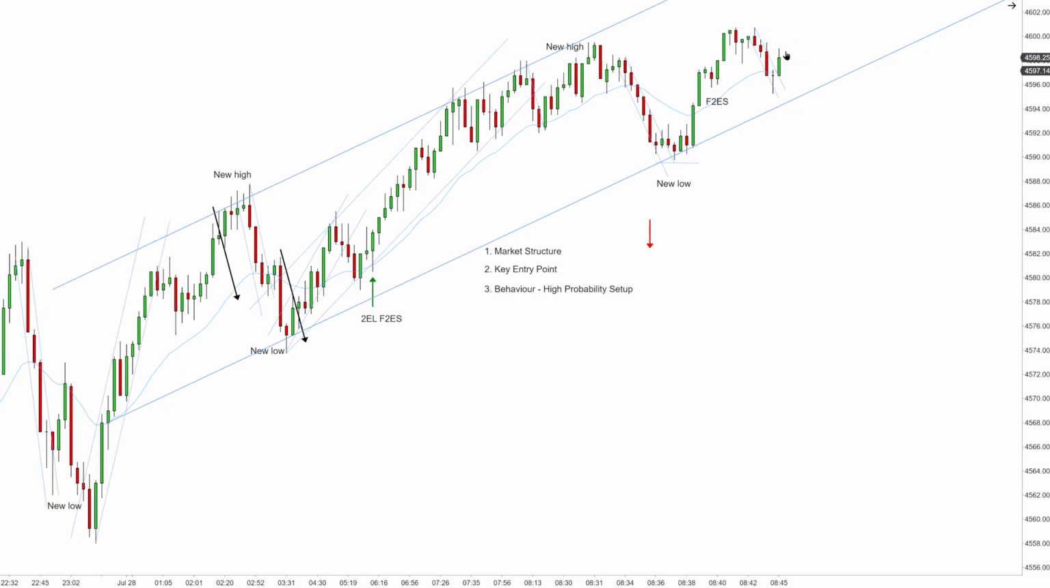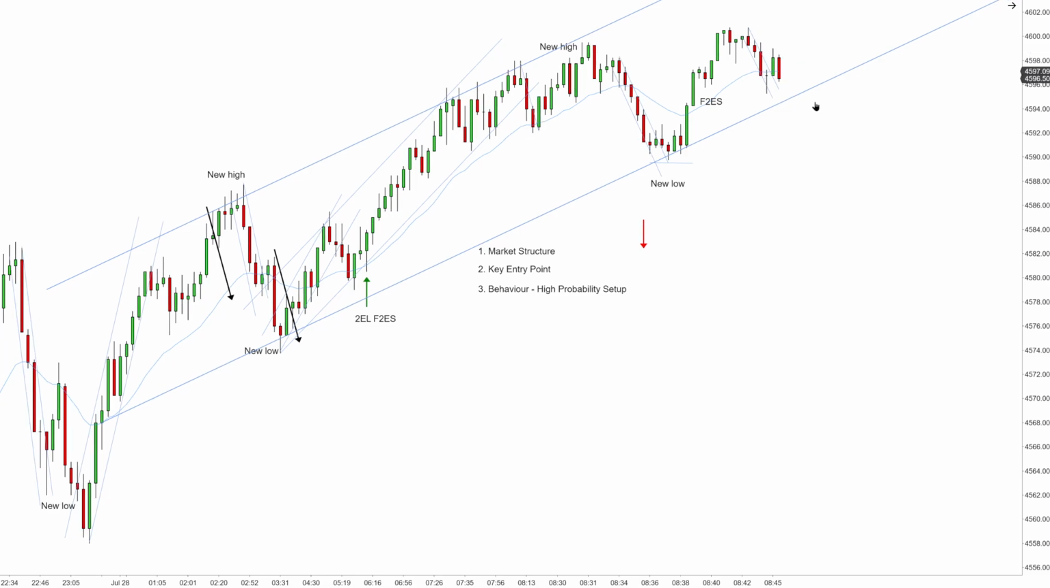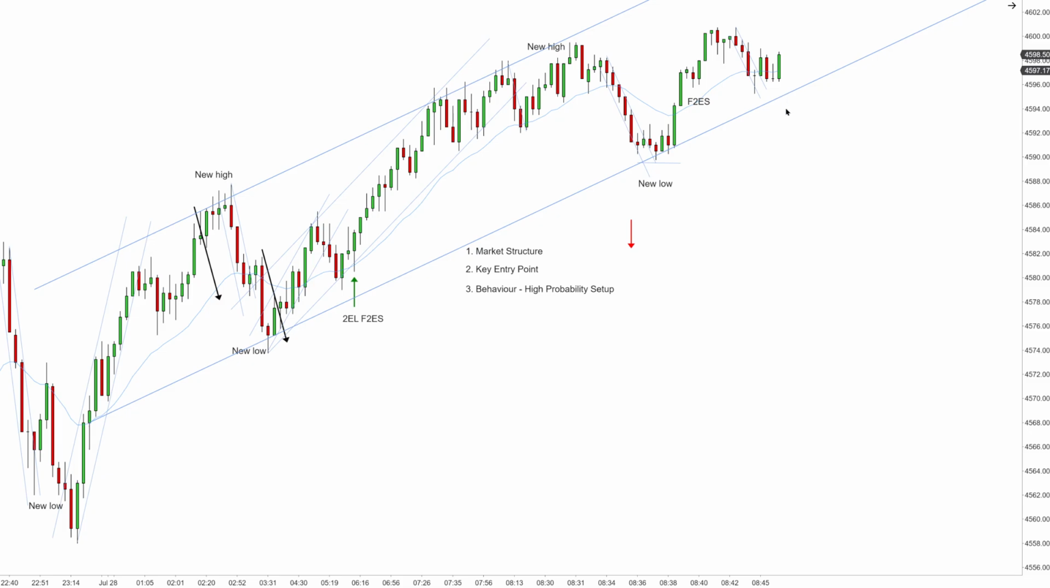I have first entry long, EMA is holding, confirming the bullish bias. And notice what we have. We have a second entry long. But this is not the only information that price action is giving me. I can also see that we have a triple test forming. One bottom, double bottom here. Price came back and tested it again. So we have second entry long and we have triple test.